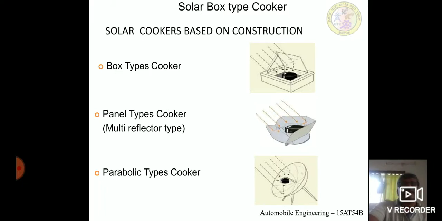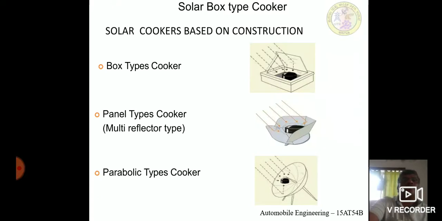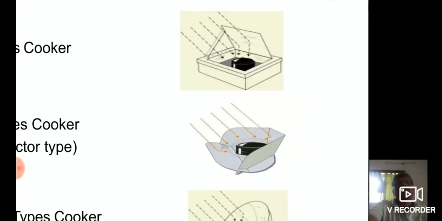Another one is, as we told, parabolic. It's like a parabola. Sun rays fall onto this structure and the heat is then transferred to the container. The last two are open type, but the box type cooker is like a closed system where heat loss is very low. Such cookers are also used as hot boxes to retain the hotness of the food for a longer period.